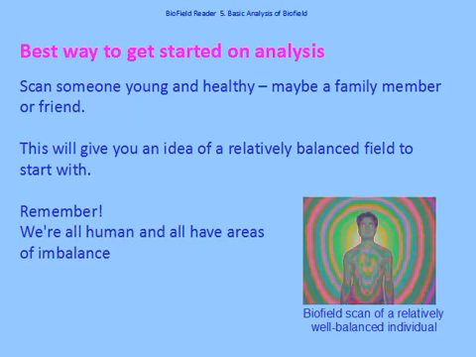The best way to get started on analysis is to start scanning and choose somebody young and healthy, maybe a family member or a friend. This will give you an idea of what a relatively balanced field looks like, and it will help you gain confidence. Remember though that we're all human and we all have areas of imbalance, and I've yet to meet the perfect biofield or person with a biofield. Here's a picture of a man, relatively well balanced. We've got symmetry in the field, it's vibrant, no major problems there.